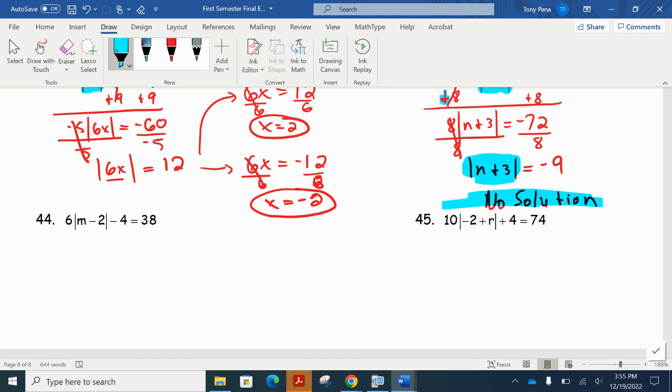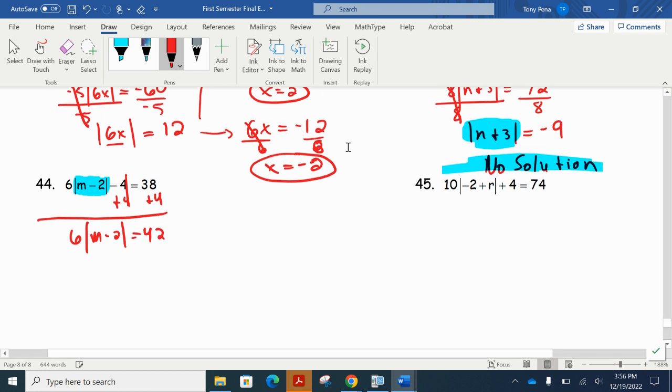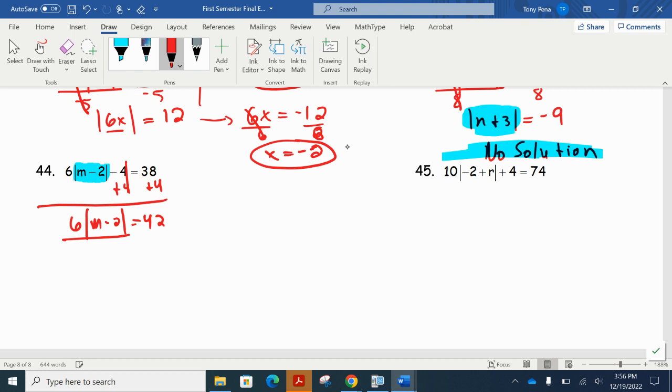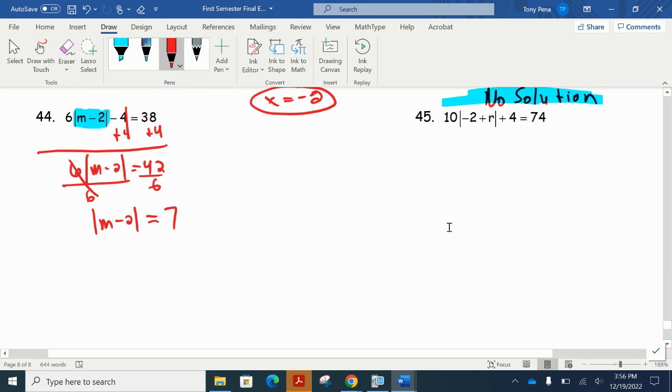All right, number 44. Here's our absolute value bars we want to get isolated. So the first step would be add 4. Cancels. We get 6 times the absolute value of n minus a 2 equals 42. Divide by 6. So these will cancel. So we get the absolute value of n minus a 2 is equal to 7. And then there's two numbers that I could take the absolute value of here and get it to be a 7, both 7 and negative 7.